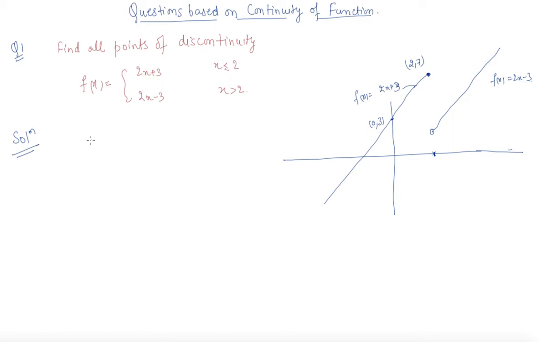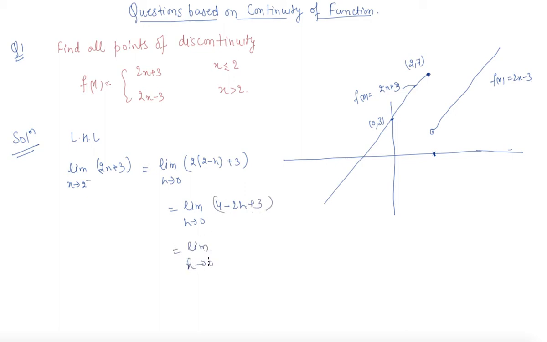I will check the left hand limit first. The limit as x tends to 2 minus of 2x plus 3 is the limit as h tends to 0 of 2 times (2 minus h) plus 3. This comes out to be 4 minus 2h plus 3, which is the limit as h tends to 0 of 7 minus 2h, so it is 7.